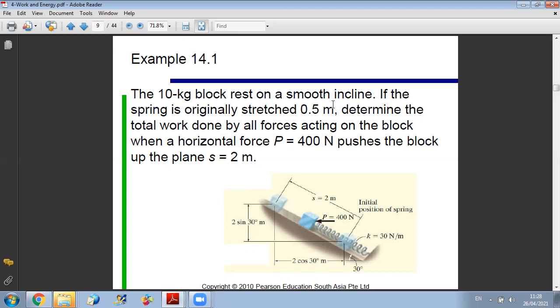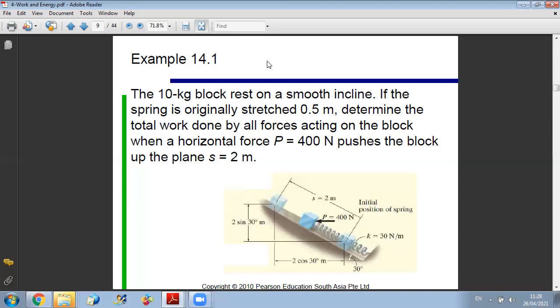So always when you have an initial state and a final state, and you have a displacement between the two, try to think about work and energy, and we will introduce after what is the principle of work and energy. Now, just in this question, they are asking to find the total work done by all forces when moving from a certain position to another.